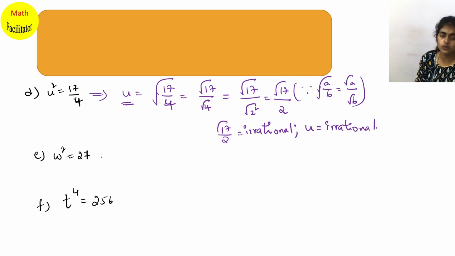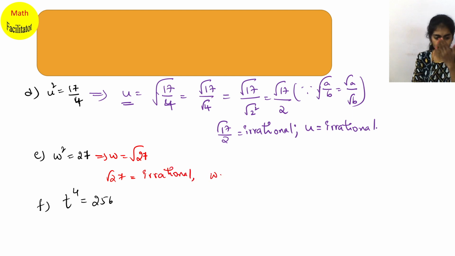W square equal to 27. So what is W? W equal to root 27. Root 27 is an irrational number. Very clearly we know root 27 is irrational. So what about W? W is also irrational.